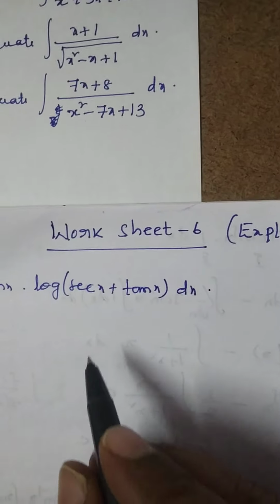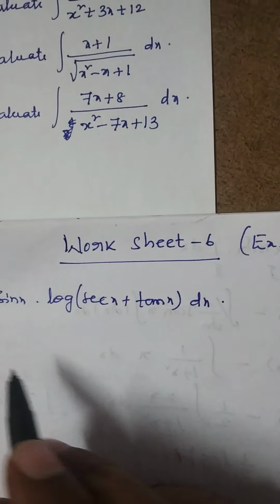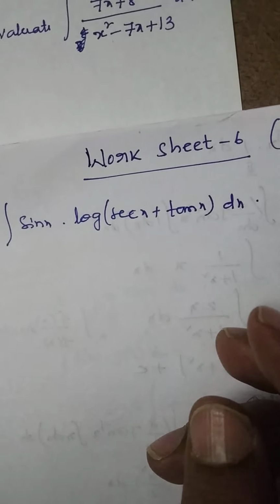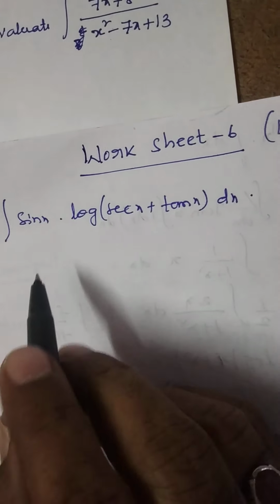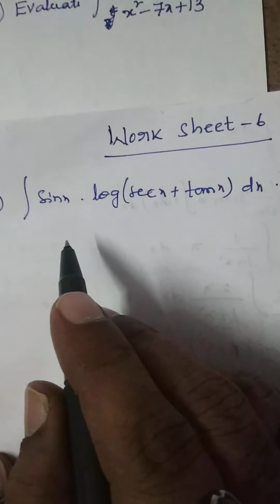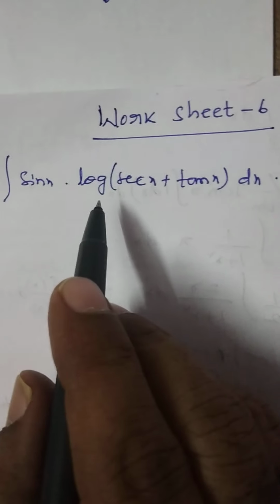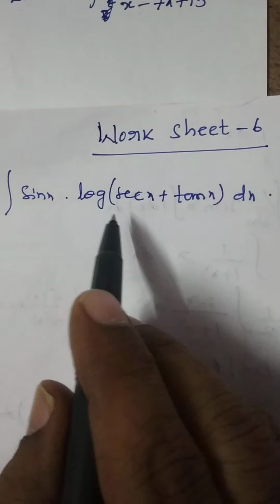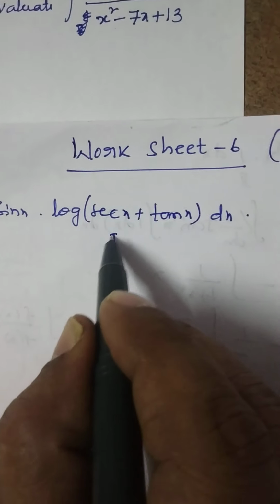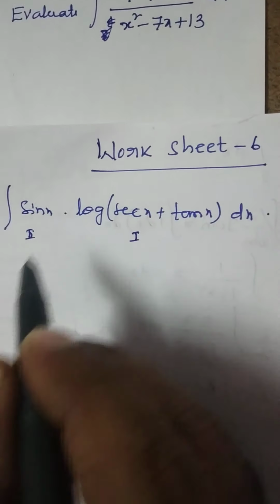Here this one is also very easy. The question looks long, but it is easy only. Two functions are given here. If you apply the ILATE concept, this is a logarithmic function and this is a trigonometric function. So according to that we will take this as the first function and this as the second function.